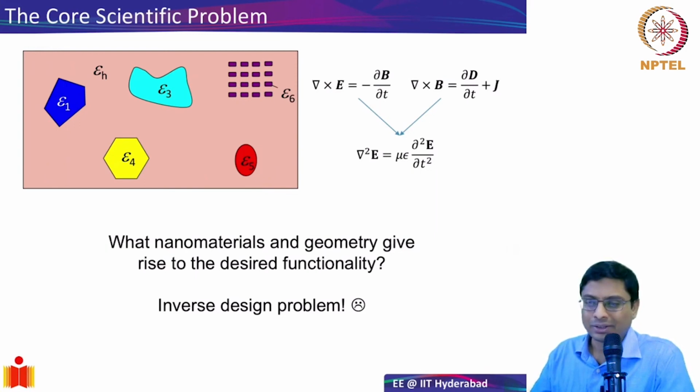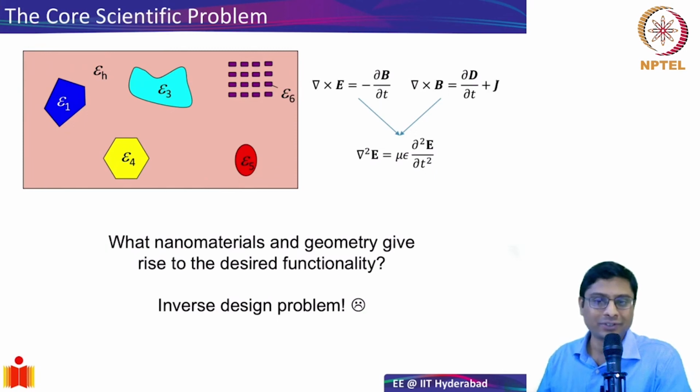So nanophotonics essentially is solving Maxwell's equations in various media. For example, let's say I have a hypothetical structure consisting of materials with various permittivities arranged in some shape. There is some periodic arrangement, there is some random distribution, and there's a host permittivity. So if I have this distribution of permittivity, how do I solve Maxwell's equations? Well, this is a normal problem wherein you can solve for the response.